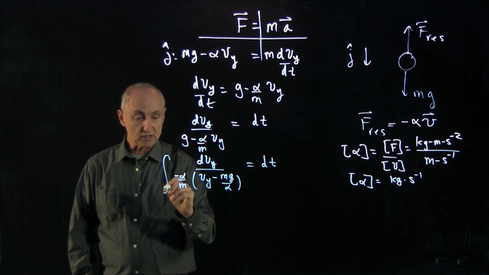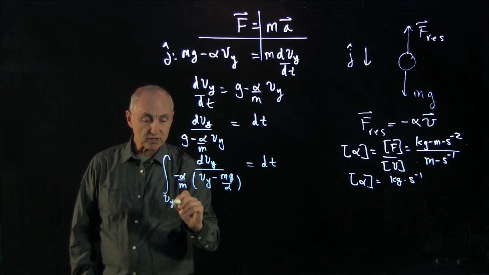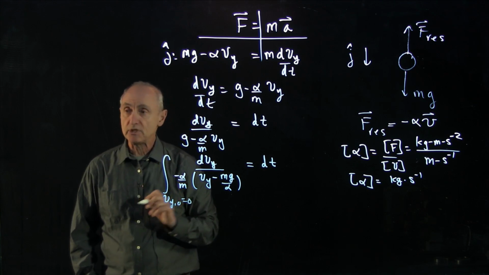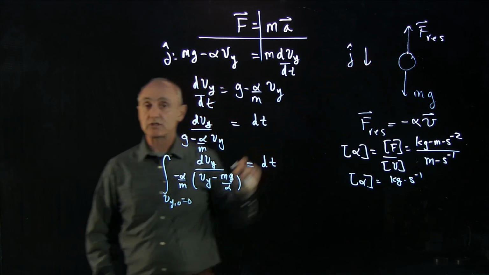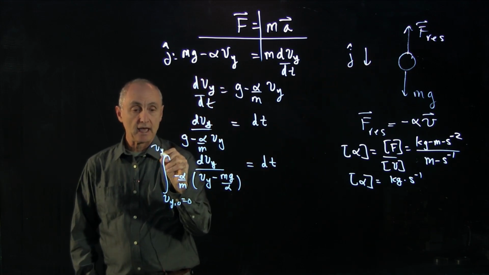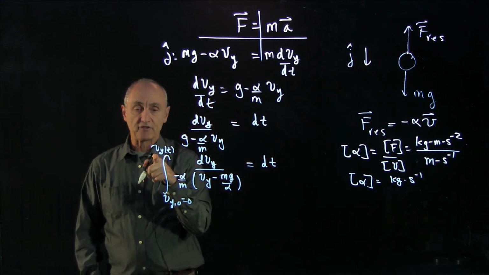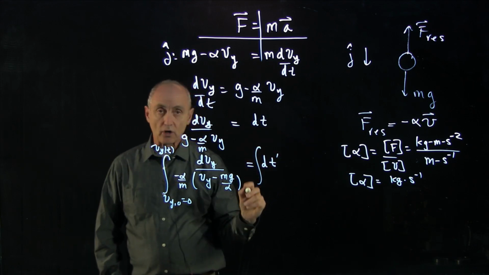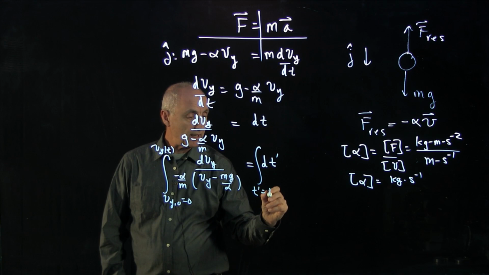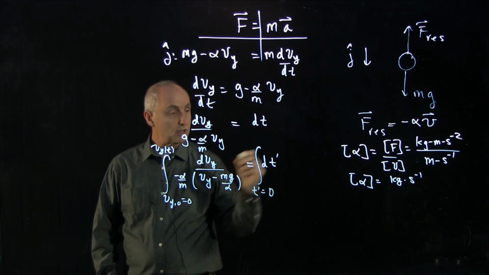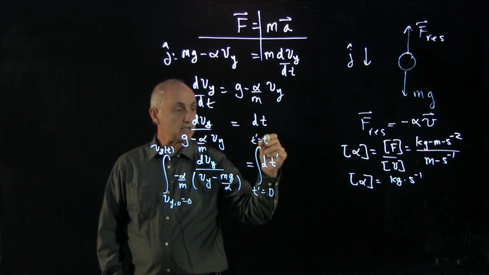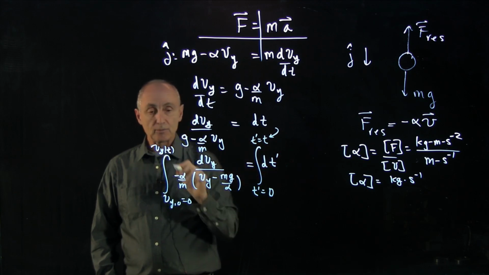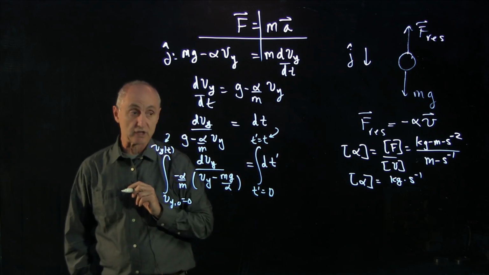Now what I want to do is integrate. And we're going to integrate from some initial velocity, which we're going to take to be 0. We're going to let this object be released from rest. And we're going to integrate to some final speed, vy of t. Over here, let's just call our integration variable t prime. And we integrate t prime from 0 to some time t. So this is our variable, and the velocity is a function of time.